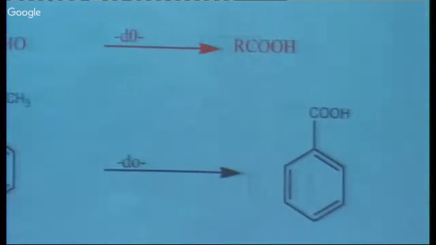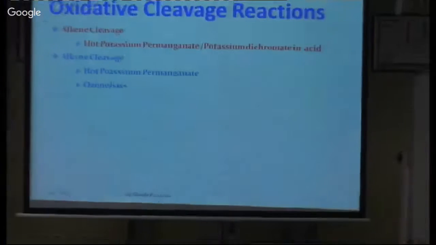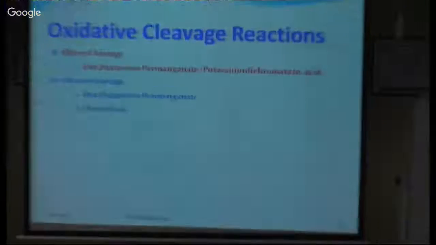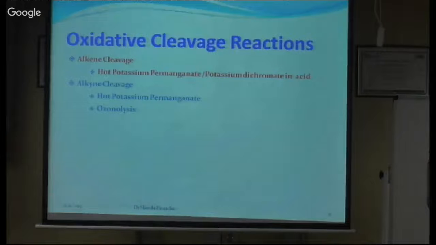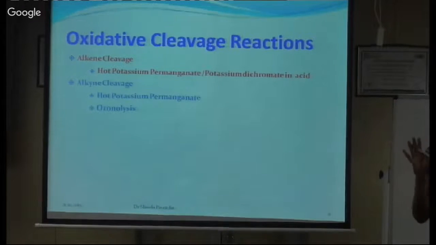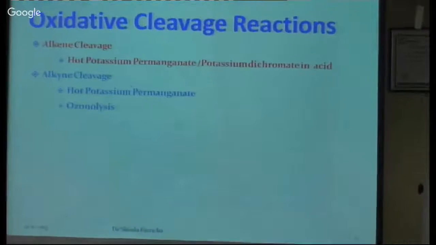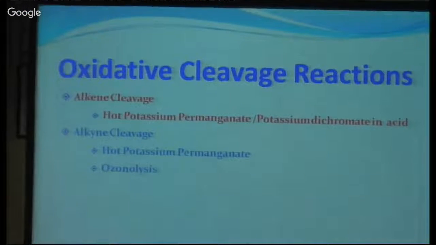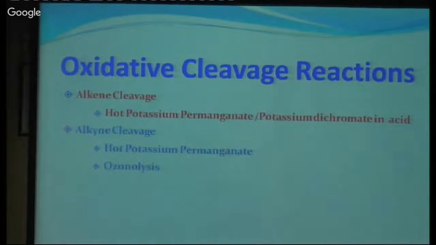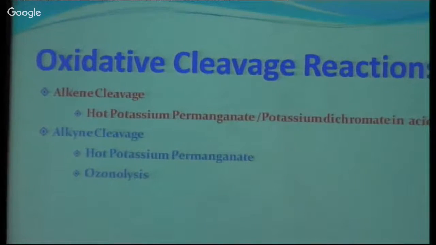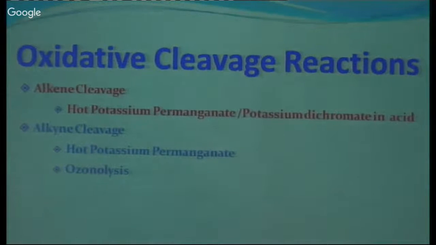Let us go on to the next reaction. Next is the oxidative cleavage reaction. Now please understand there are two words. Oxidative cleavage means there is oxidation taking place, plus there is also cleavage. There is a breaking of the bond taking place. That is why the word oxidative cleavage reaction. Now these oxidative cleavage reactions can be done for both alkenes as well as for alkynes. And in both cases, please remember, you will get carboxylic acids having fewer number of carbons.